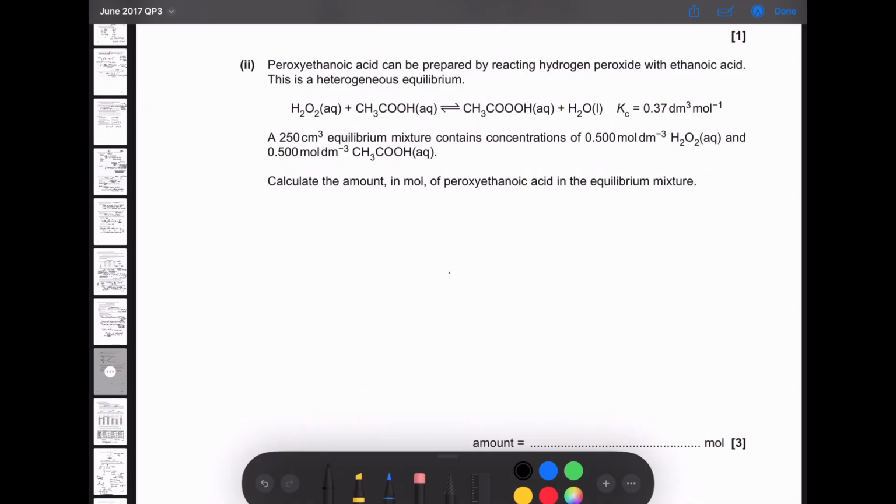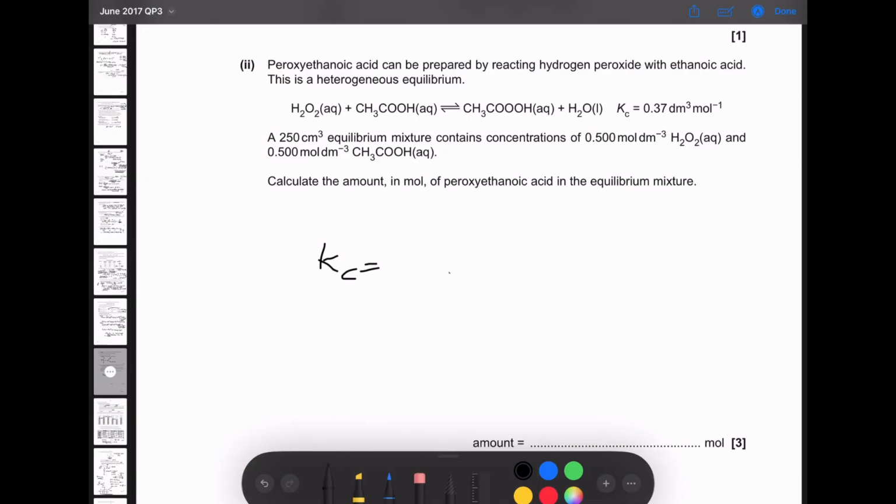Peroxyethanoic acid can be prepared by reacting hydrogen peroxide with ethanoic acid. This is a heterogeneous equilibrium. It gives us the equation. A 250 centimeters cubed equilibrium mixture contains concentrations of 0.5 molar H2O2 and 0.5 molar ethanoic acid. Calculate the amount in moles of peroxyethanoic acid in the equilibrium mixture. How are we going to do this? The same way we do every equilibria. Kc is equal to our products.